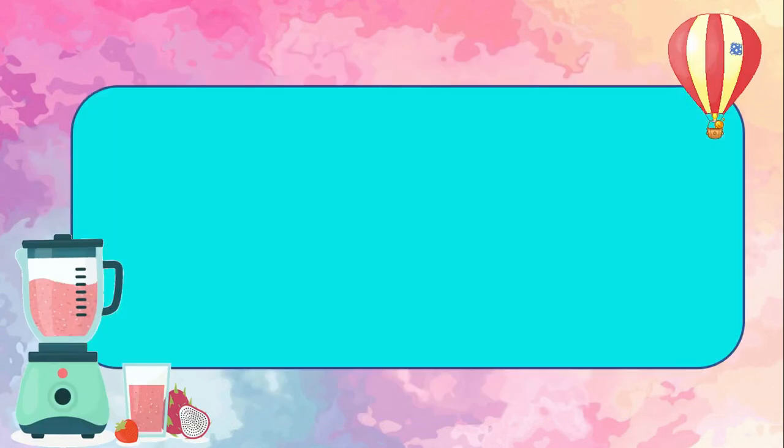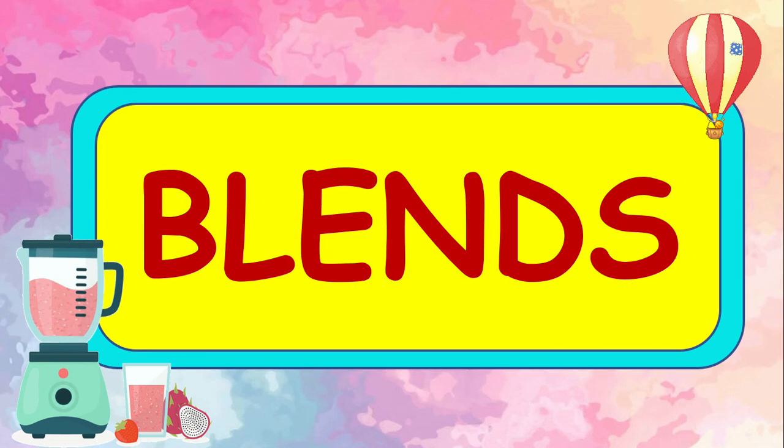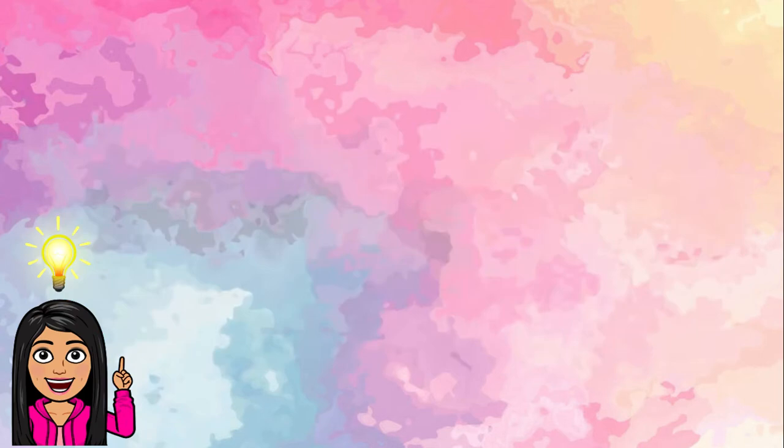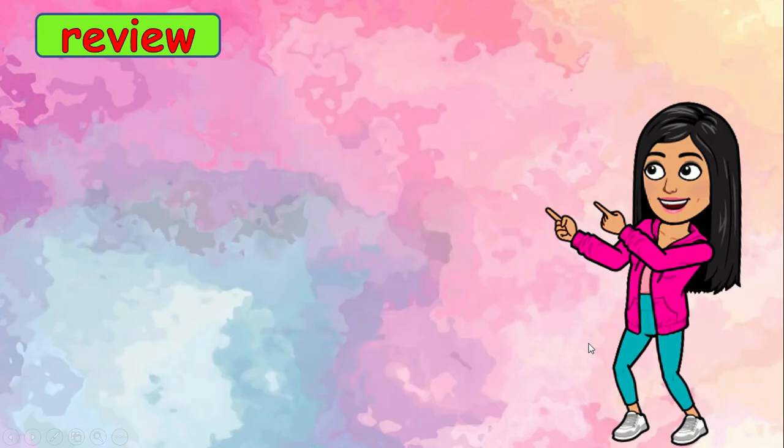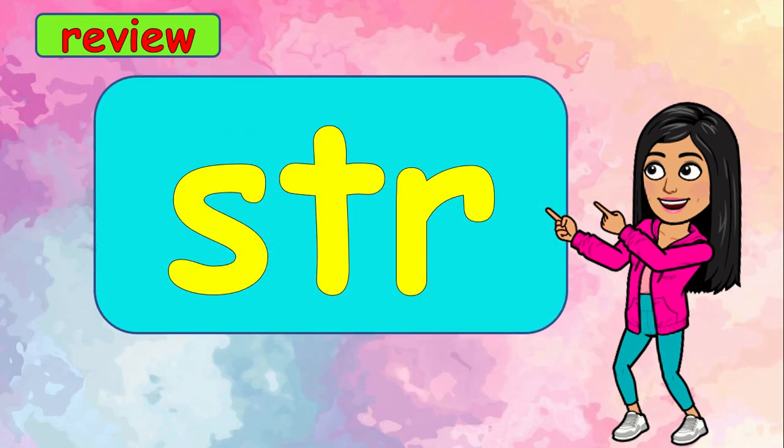First, let's review the definition of blends. And I would like you to read it loudly with me. What's this word? Blends, that's right. Now let's read the meaning of blends all together. One, two, go. Blends. Two or more letters are put together and each sound can be heard. Right. Now let's review the three-letter blends that we have already learned.